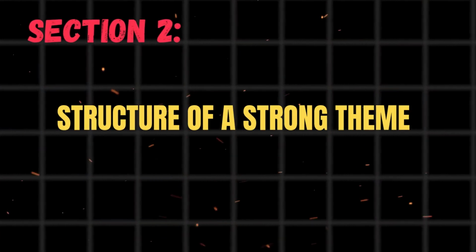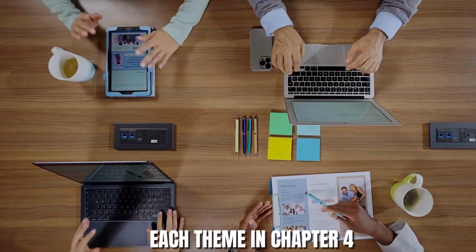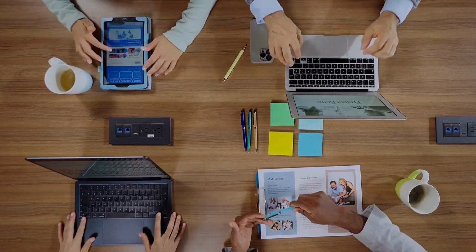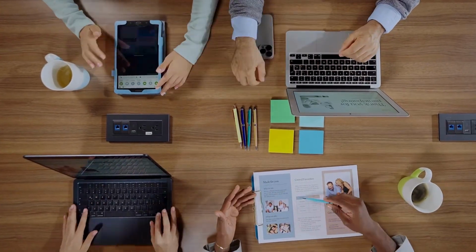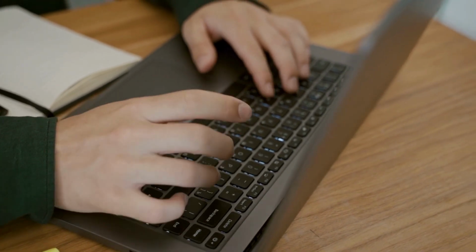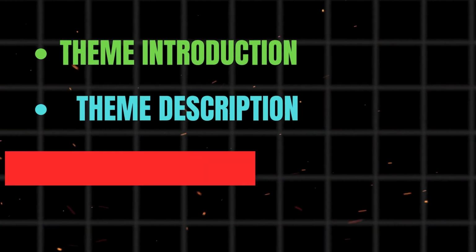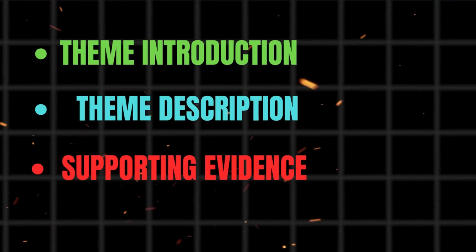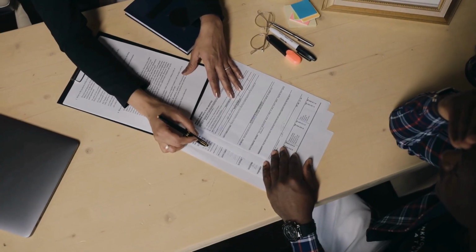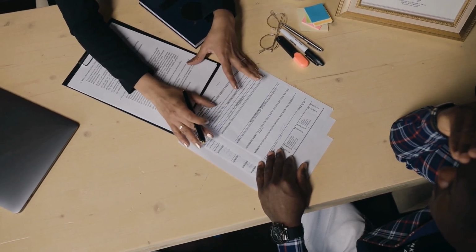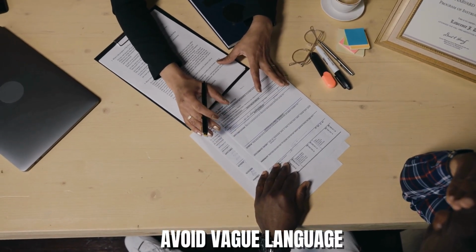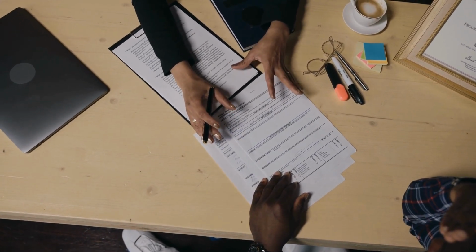Section 2. Structure of a strong theme. Each theme in Chapter 4 should follow a consistent structure. This consistency helps readers follow your findings and demonstrates methodological rigor. A well-written theme contains 3 core components: theme introduction, theme description, and supporting evidence. Let us discuss each one. Theme introduction comes first. Begin each theme with a clear, precise definition. State what the theme is about in 1 or 2 sentences. Avoid vague language. The reader should understand immediately what this theme captures.